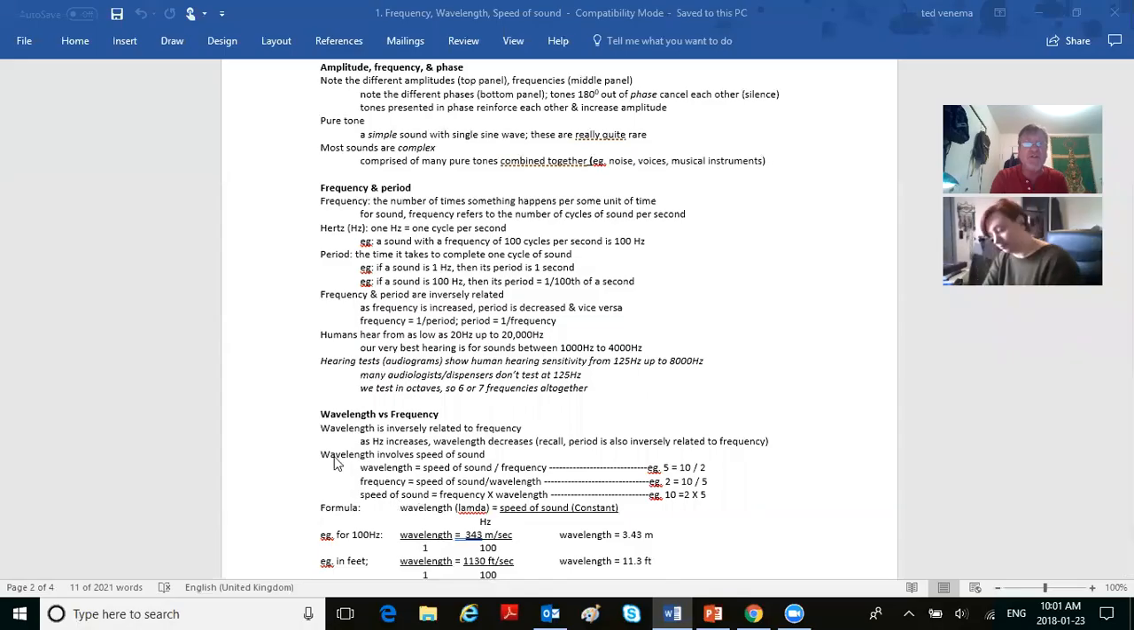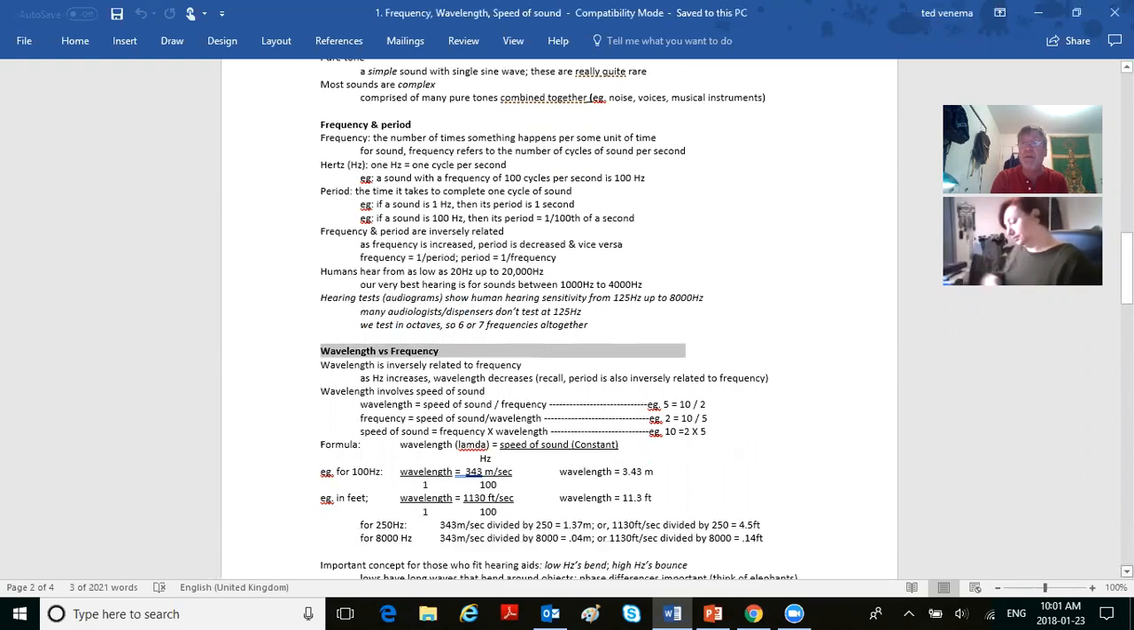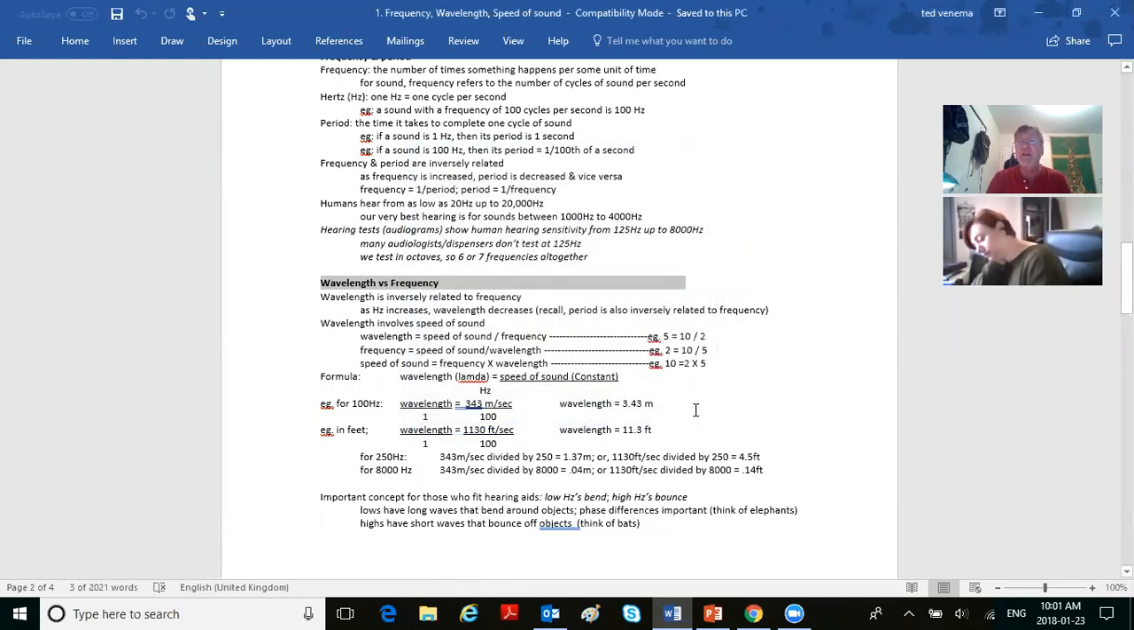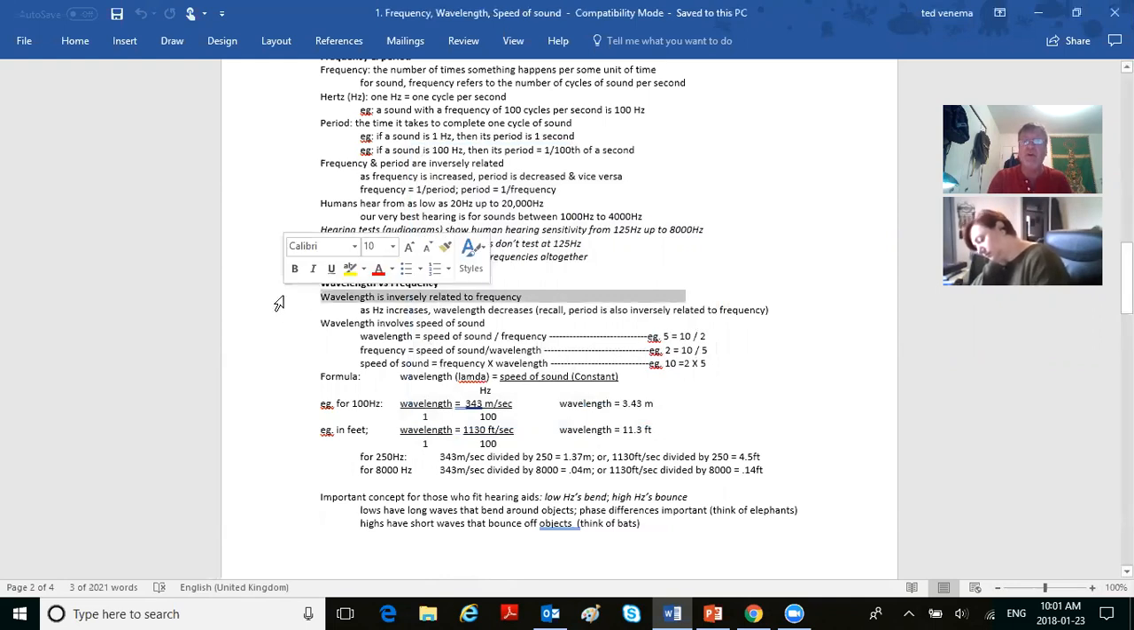All right, now we can move to the bottom of page 2, and we'll talk about wavelength versus frequency. Now we'll leave period alone, and let's look at the physical wavelength, right where I'm highlighting there. When you're getting into this topic, we need to talk about speed of sound. Wavelength, it says here, also, just like period, is inversely related to frequency. But period is talking about the time it takes to complete one cycle. Wavelength is talking about the physical length of the sound wave.